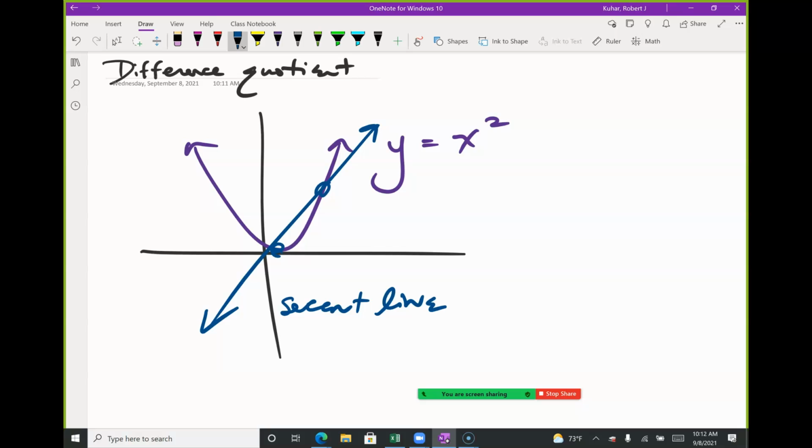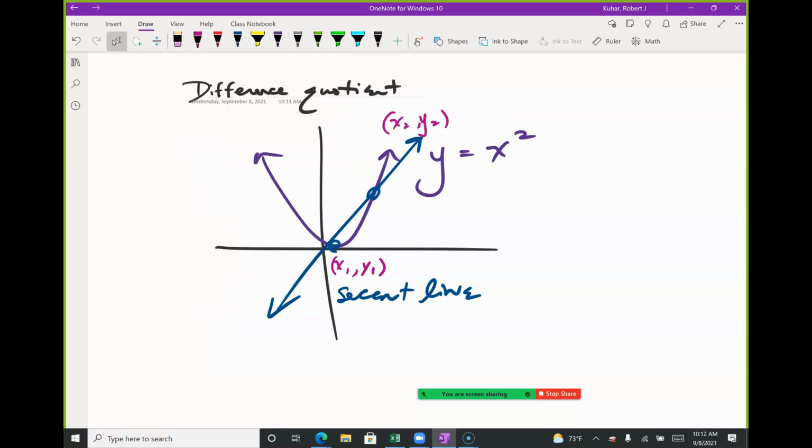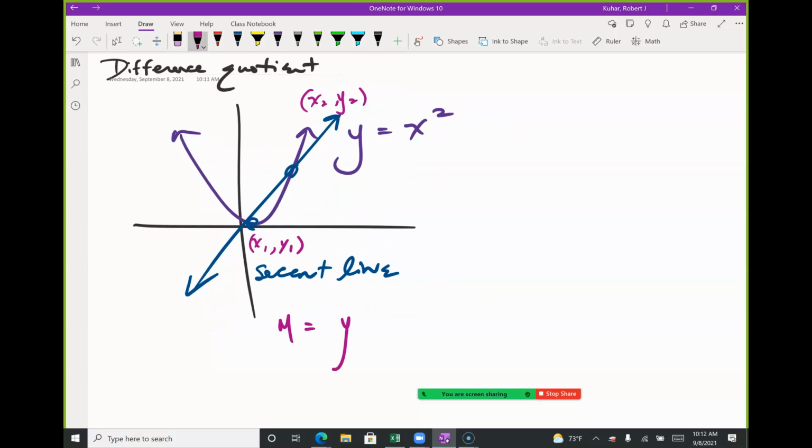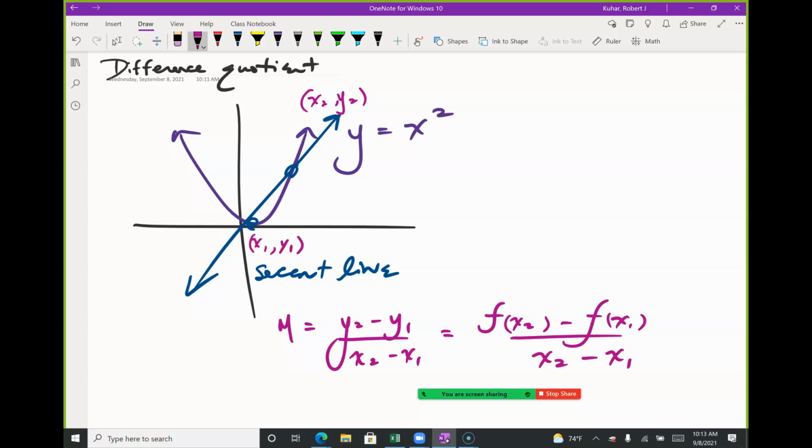And then, of course, we could figure out the slope of a secant line, right? So, for example, let's say this is x1 comma y1, and this is x2 comma y2, right? So our slope of our secant line is going to be y2 minus y1 over x2 minus x1. But y2 is a function of x, right? And y1 is a function of x. So this really can be written as f of x2 minus f of x1 all over x2 minus x1.